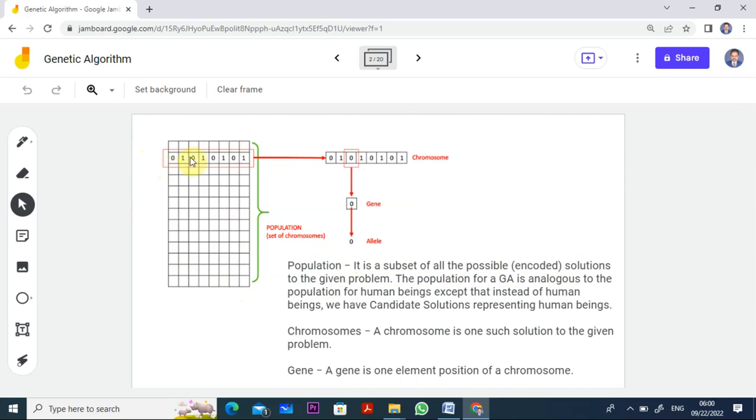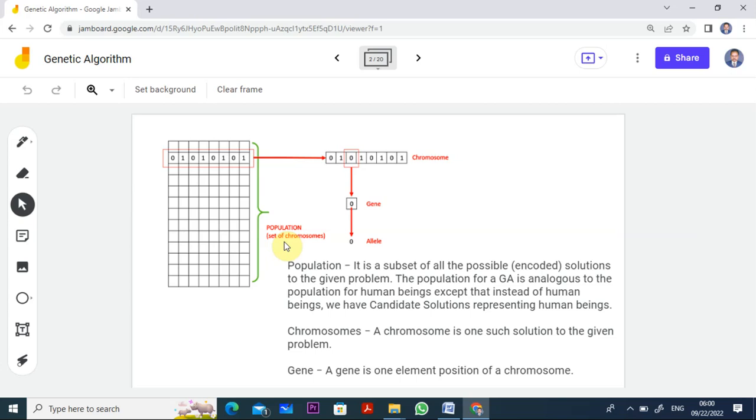For a given problem, suppose another 10 to 15 sets like this are there. Out of that I take one, the entire rows and columns you can see in the green color I have written. This is the population, a set of chromosomes. This population in a genetic algorithm is analogous to the population of human beings, except that instead of human beings, here we are taking candidate solutions. That means out of a number of solutions we are selecting some solutions. These represent the human beings.